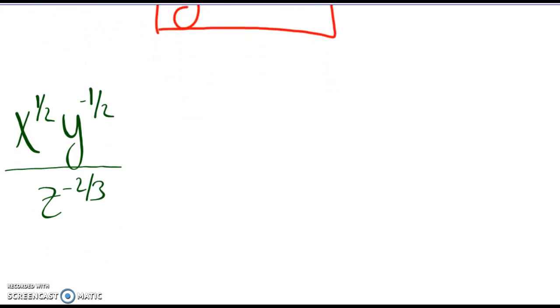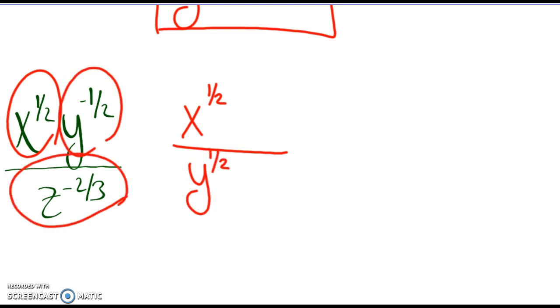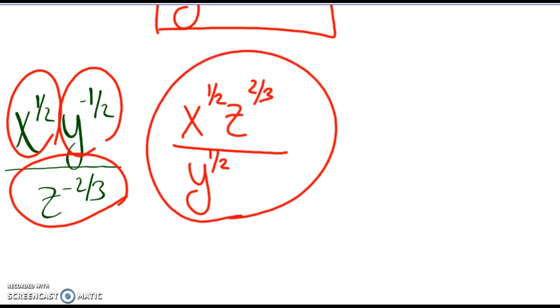Sometimes you already have a fraction, so I look at each power. This power is already positive. It's okay in its current location. This power is negative, so I move it to its new location. This power is negative, so I need to move it to its new location in the numerator. And I am done for now.